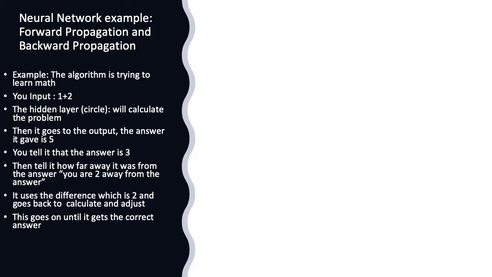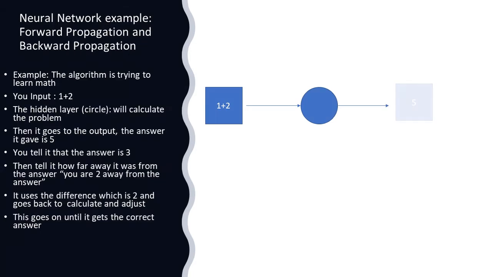Okay, so say you're teaching a machine to learn math. You input 1 plus 2. It goes to the hidden layer, which is the circle, and it will calculate the problem. Then it goes to the output, and the answer it will give is 5. So then you tell it that the answer was supposed to be 3, and that it was 2 away from the answer. So what it does is it goes back to the hidden layer, calculates and adjusts inside the hidden layer, and it keeps doing that until it gets 3, which is the correct answer.